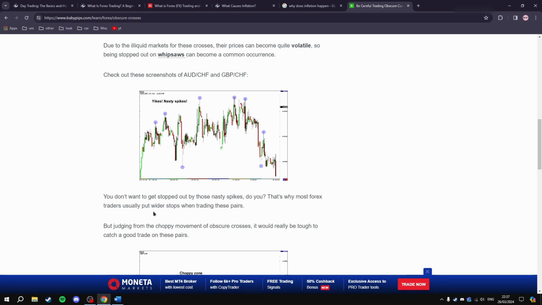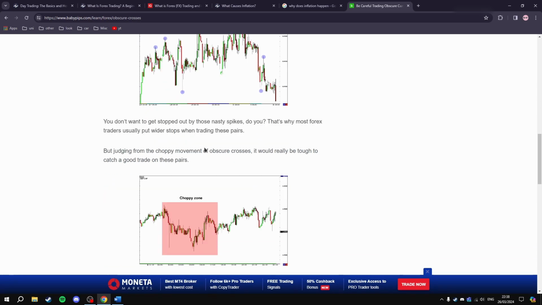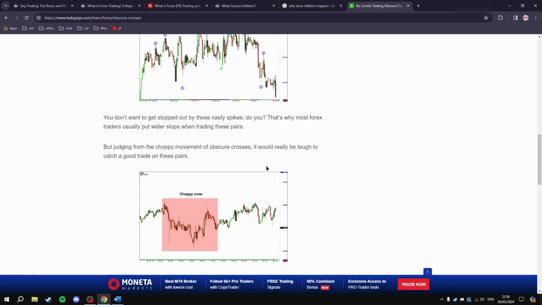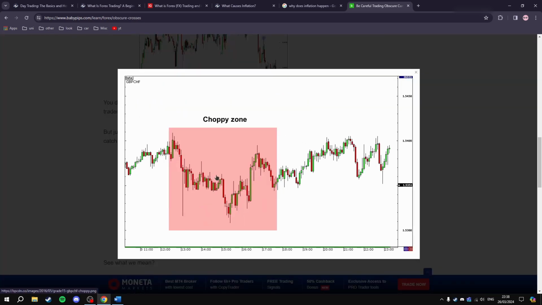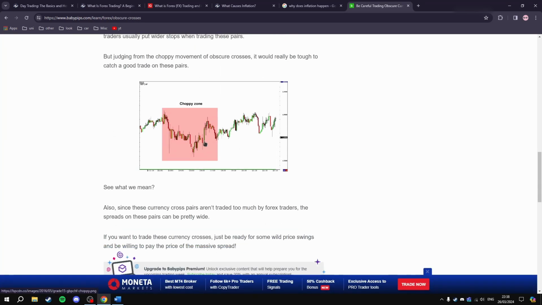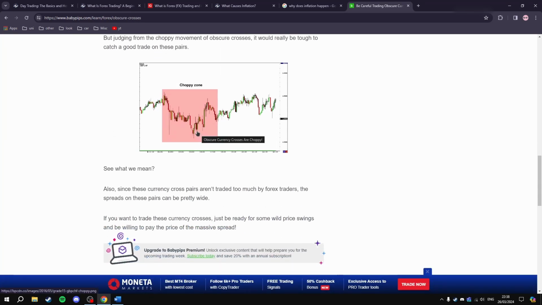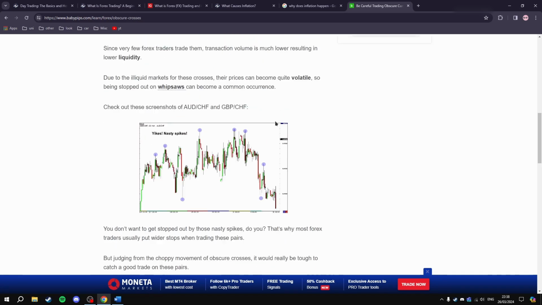That's why most Forex traders usually put wider stops when trading these pairs. But judging from the choppy movement of obscure crosses, it would really be tough to catch a good trade on these pairs. Choppy zone. Because there's no clear trend going on basically. See what we mean? Also, since these currency cross pairs aren't traded too much by Forex traders, the spreads on these pairs can be pretty wide. If you want to trade these currency crosses, just be ready for some wild price swings and be willing to pay the price of the massive spread.